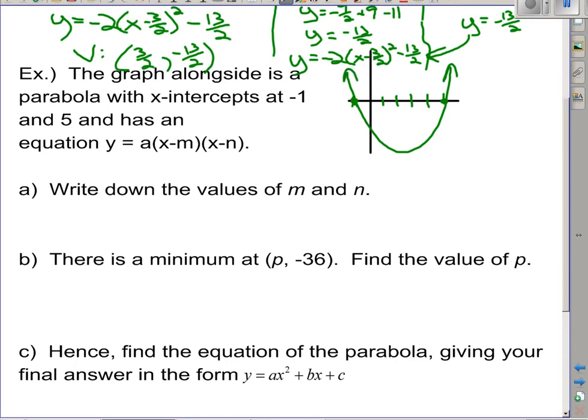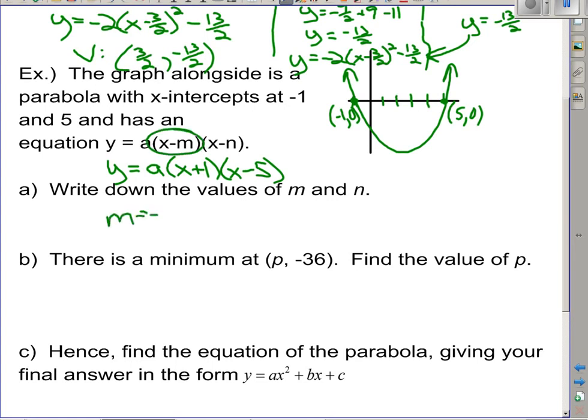Okay. So you know that that should look like y equals whatever a is. x, we had an x-intercept here of negative 1. So at negative 1, 0, our graph is cutting the x-axis. So the version of the equation should be x plus 1, x minus 5. For me, it really helps to write it that way before I go talking about what m and n are. So if I have an x plus 1, I must have subtracted off a negative 1. m would be negative 1. And for the n, I've subtracted off a 5.